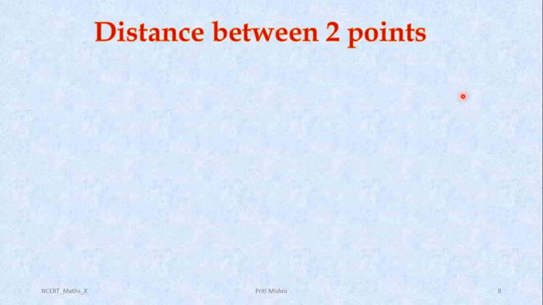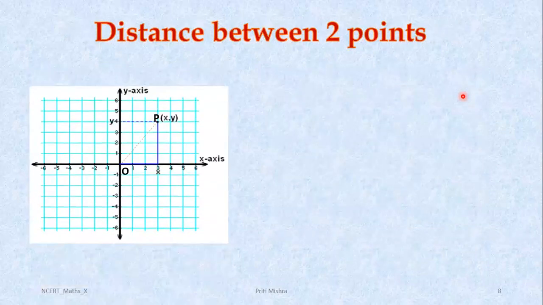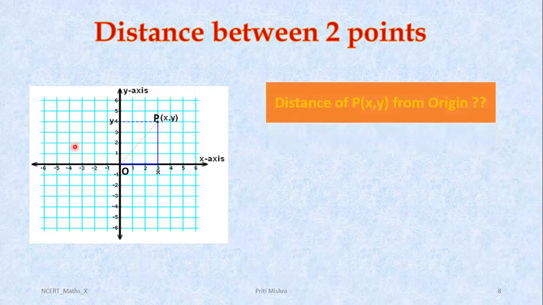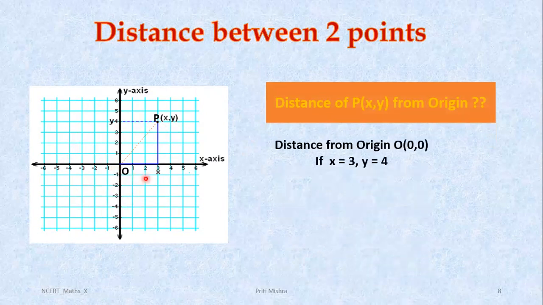Now we will find the distance between 2 points. Suppose we have to find the distance between the point P(x, y) and the origin O. As you know, the coordinates of the origin are (0, 0), and P is the point (x, y). If x is equal to 3 and y is equal to 4, then how can we find the distance between O and P? So here you can see we have a right-angled triangle.